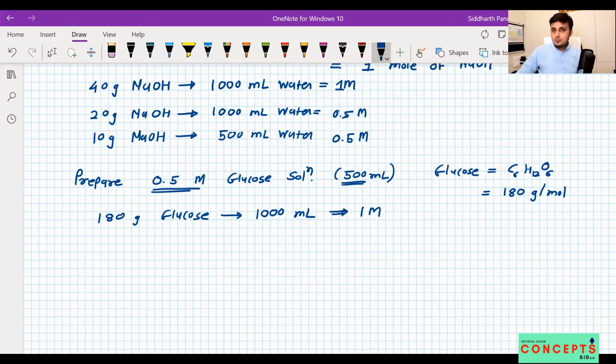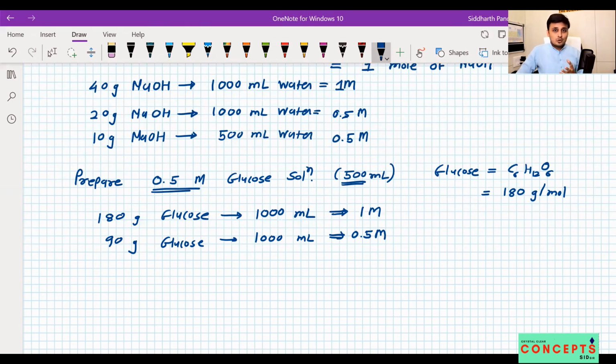Our target is 0.5 molar. We will initially keep the volume constant. So I keep the volume constant. I just change the molarity to 0.5 molar. I have to reduce this mass to the half value. So I will take only 90 gram glucose and will add to the 1000 ml of water. It will give 0.5 molar solution.